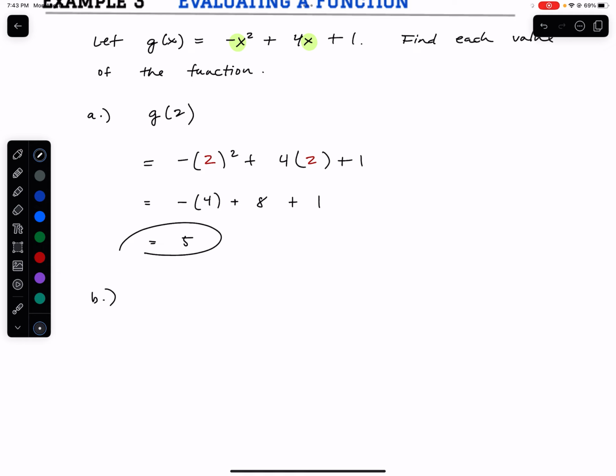For part B, g of t. So these ones sometimes stump students, but all it means is, remember, wherever you see an x you're changing it to t. So this is going to equal negative parentheses t squared plus 4 times t plus 1. Okay, if you simplify, t squared is just t squared, but then we're making it negative. So negative t squared plus 4t plus 1.